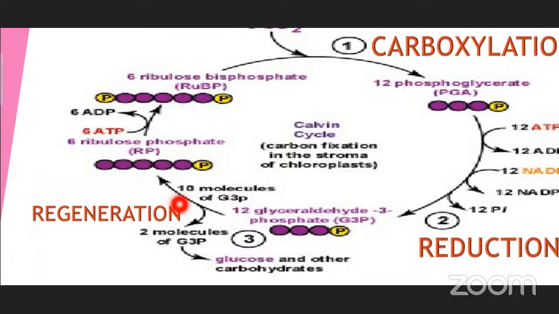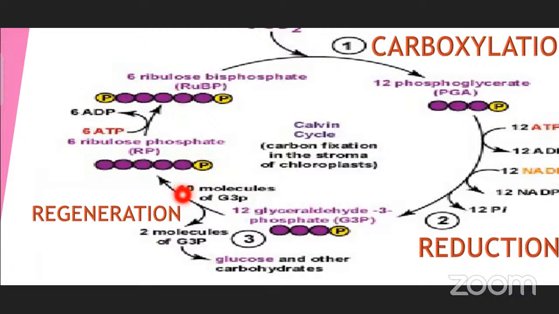Again and again they must regenerate RuBP, which has 2 phosphates. But here you can see it is not possible because it is going to have a single phosphate, monophosphate. Here we will get 6 molecules of ribulose phosphate. How will we get 6 molecules of ribulose 5-phosphate? Of these 10 G3P, 10 G3P means 10 into 3 carbon, how many? 30 carbons will be there.